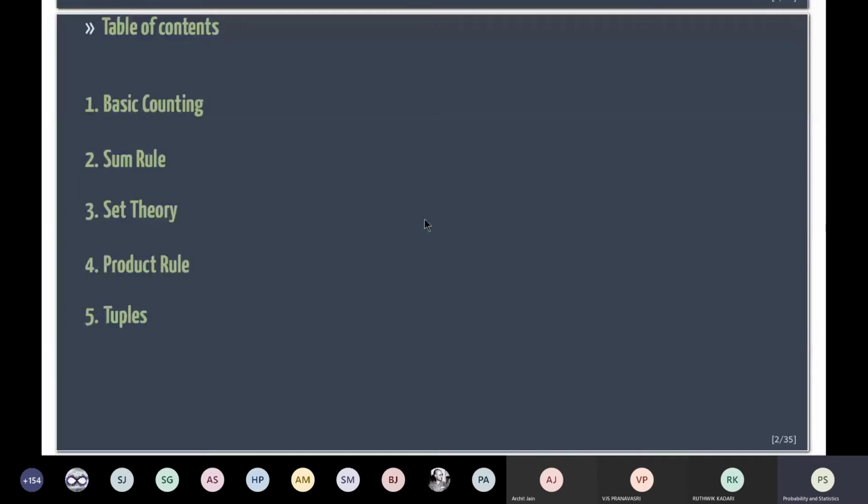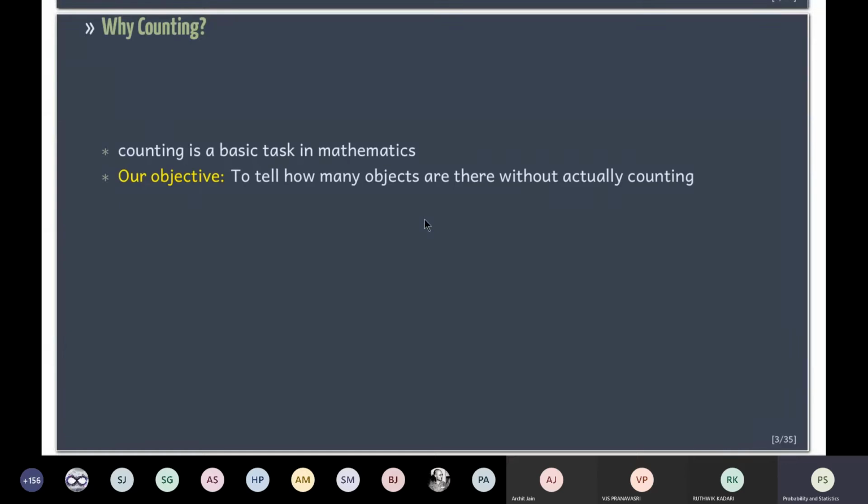So we want to look into counting. Counting is a basic task in mathematics. We all know we use it on daily basis, and our objective, let's say, is to tell in a given scenario how many without actually counting. So we don't want to count things on fingers all the time. Sometimes we want to derive a clever way, formulas and so on to count.